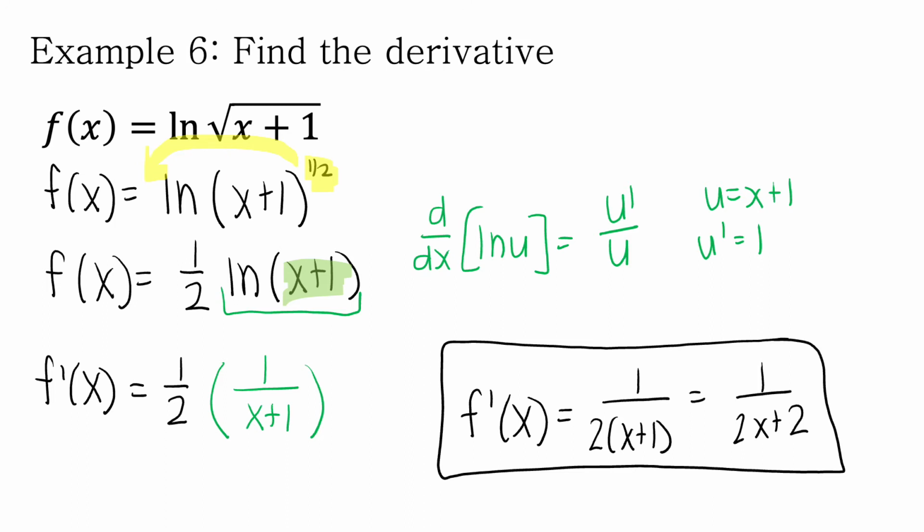So again, our problem looked intimidating at first because it had that radical. Once we rewrote it as an exponent, we recognized that property of logarithms. We could move it to the front. Then it became a constant multiple, and we were able to handle the derivative of the logarithm the way we did in the first 5 examples.